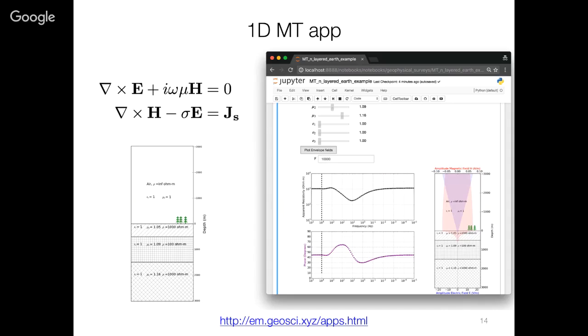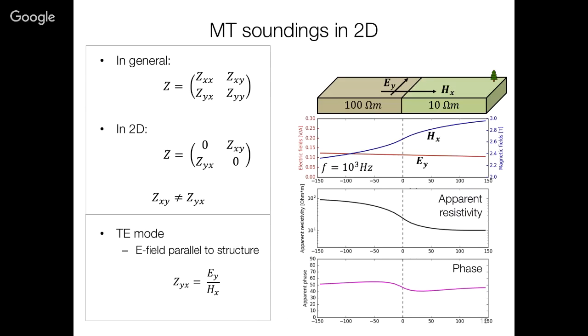There's an app for this, and it allows you to put in different resistivity structures and see what you get for your impedances, apparent resistivities, and phases. In 2D, things change, and based upon the stuff that we've done already in the course, you're starting to get a pretty good idea about what could possibly be happening here.